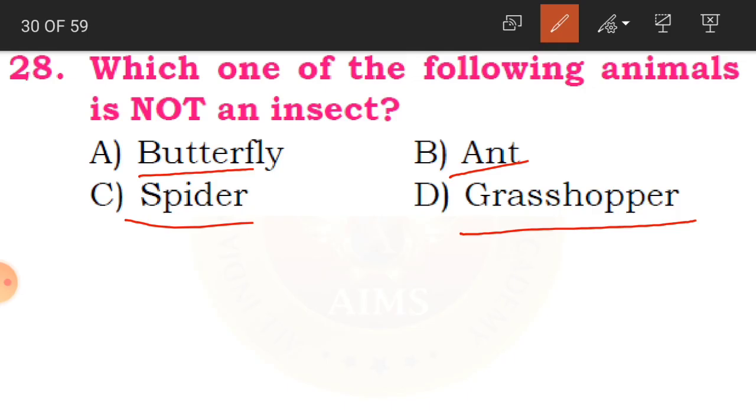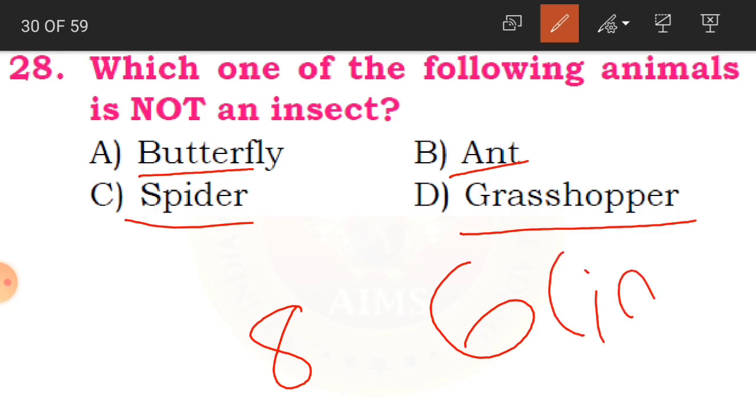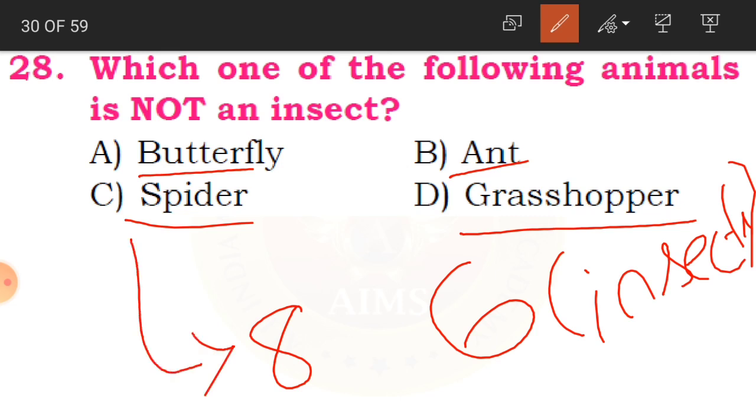Okay, 6 legs. But here if you see, children, from these 4 animals, only one particular animal has got 8 legs. One has got 8 legs, the other 3 have got 6 legs. Those that have 6 legs are called insects. Now we have to identify which has got 8 legs. That is the spider. So that is why this is not an insect.